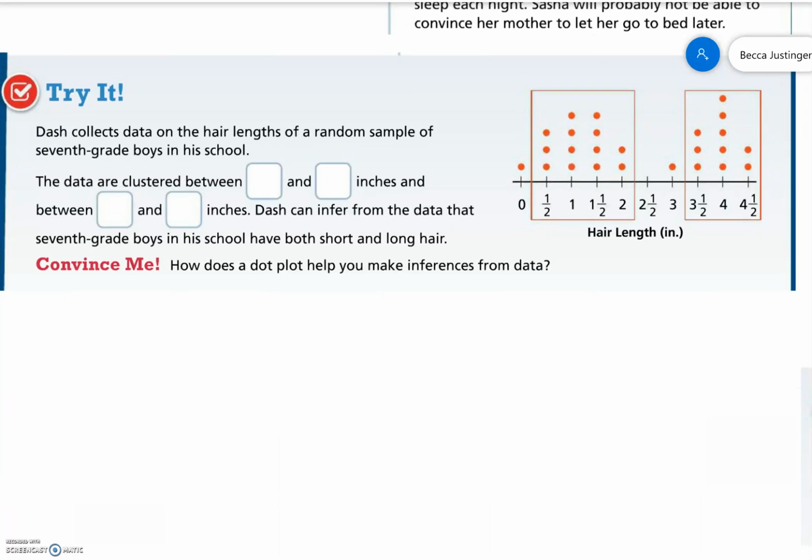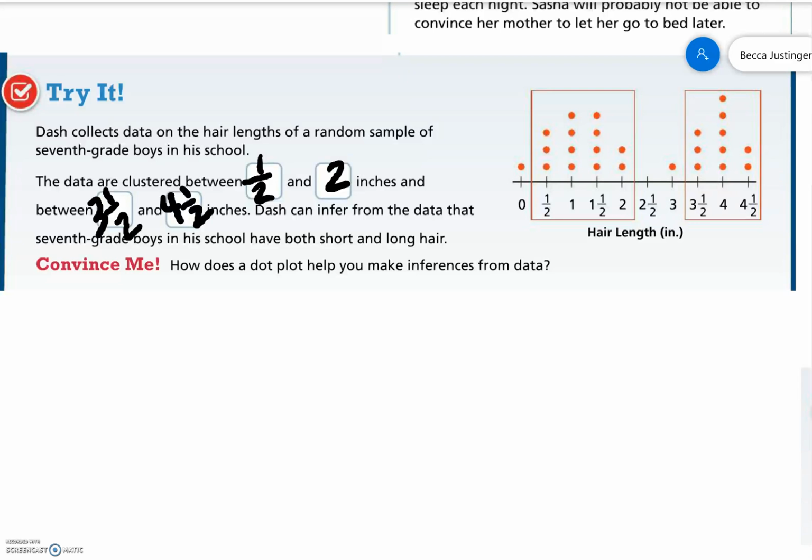Let's try it. Dash collects data on hair lengths of a random sample of 7th grade boys in his school. The data are clustered between blank and blank inches, so that first cluster is between 1/2 and 2 inches. And then the next cluster is between 3.5 inches and 4.5 inches. Dash can infer from the data that 7th grade boys in his school have both short hair and long hair.